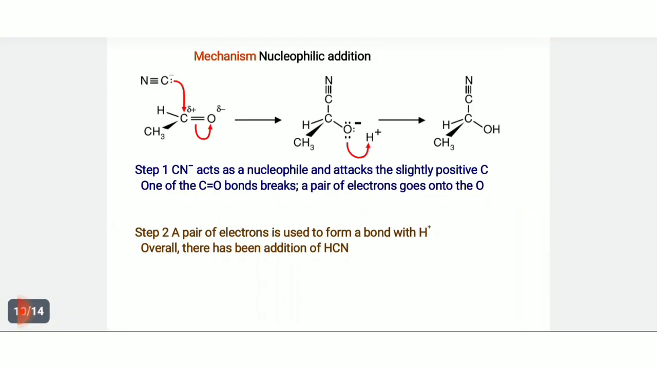See the mechanism. Step 1: the cyanide ion acts as a nucleophile and attacks the positive carbon, and one of the carbonyl bonds breaks. A pair of electrons goes to oxygen. Acetaldehyde is present in the plane. The cyanide ion attacks the carbonyl carbon. At the same time, the electron pair transfers to the oxygen. The alkoxide ion then accepts the hydrogen to form cyanohydrin as the product.